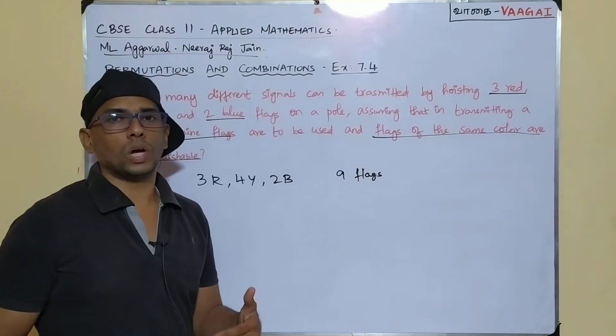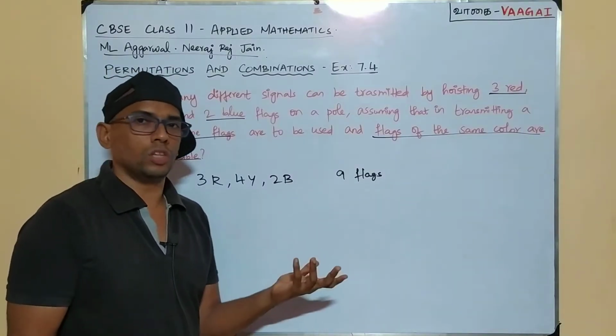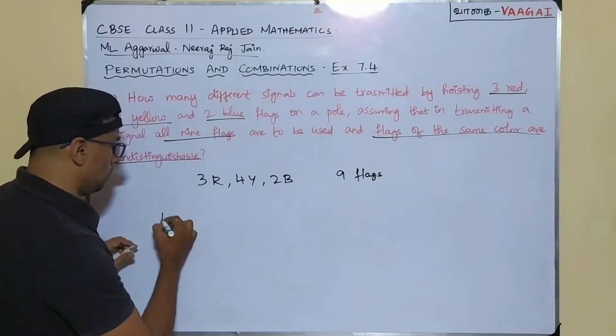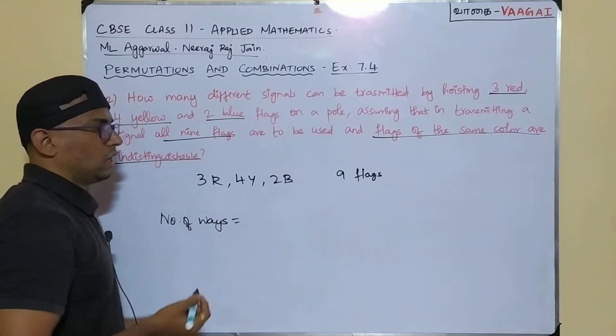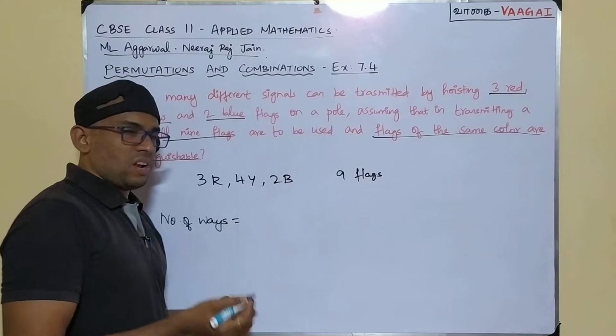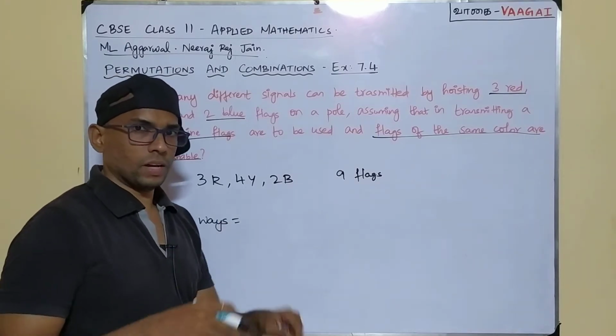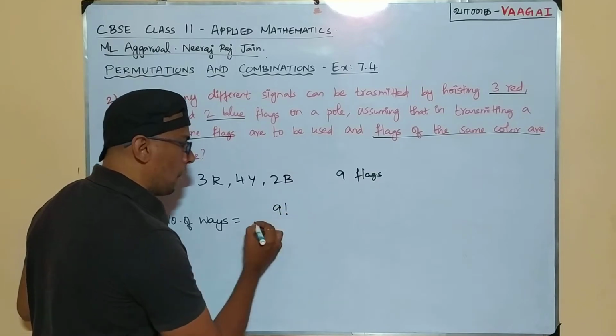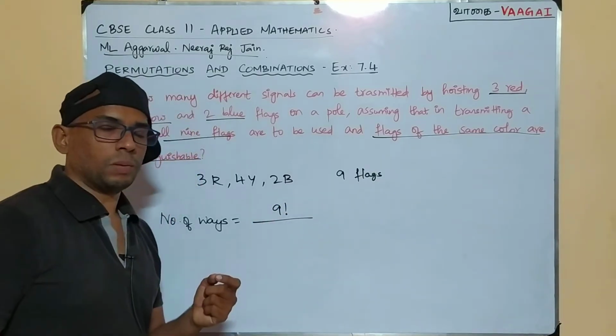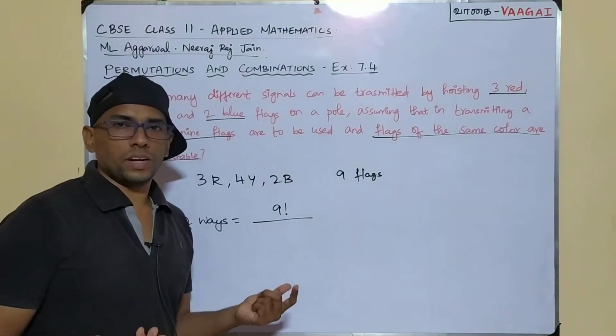So again, we are going to use the same kind of approach to solve this problem also. The total number of ways is going to be how much here? Totally there are 9 flags. So those 9 flags can be arranged in how many possible ways? Totally 9 factorial ways, but among which how many of them are identical? Same colors are identical. That's it, right?